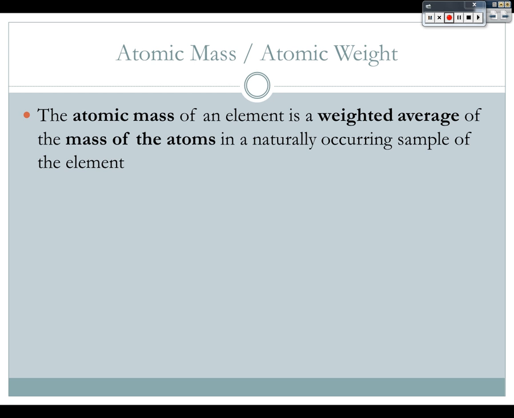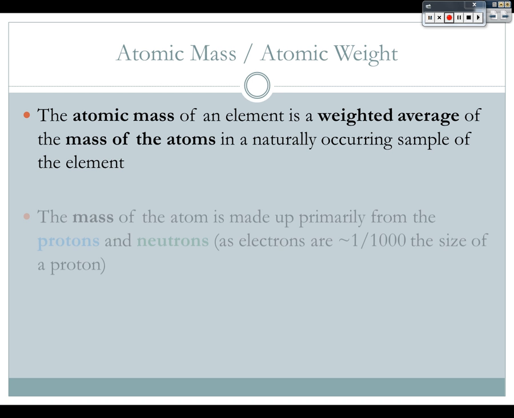And so the atomic mass that we list on the periodic table is actually a weighted average of all of those atoms based on their prevalence. We'll talk more about isotopes tomorrow. But for now, what you need to know is the atomic mass takes into account all those different masses of the atoms and is a weighted average of all of those.